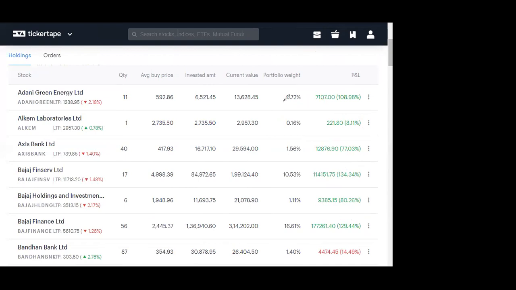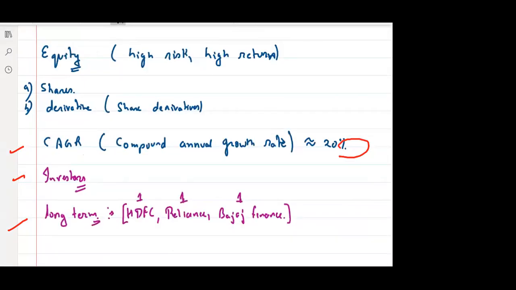So this is how you study, you study and you see which company is good. If you see, I have invested a lot in these companies only: Bajaj Finance, Bajaj Finserv, Axis Bank, and they are giving good returns. So I hope all of you understood this. Everyone, raise your hand.